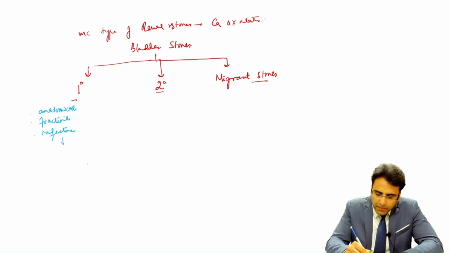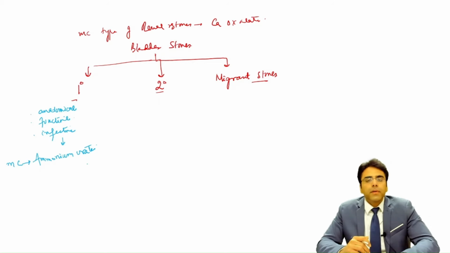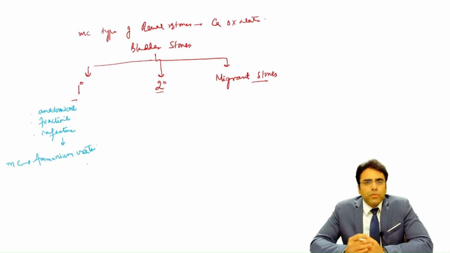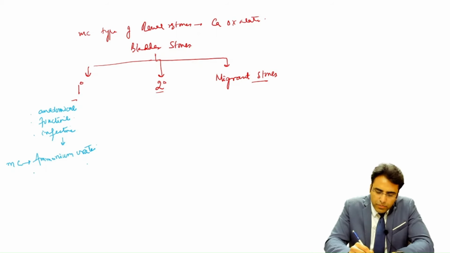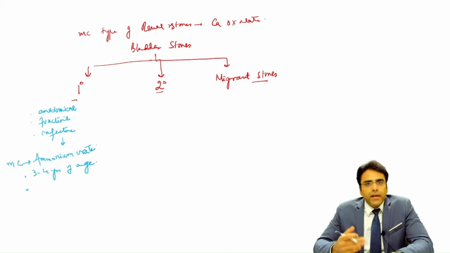Most common type of primary bladder stones, we have ammonium urate stones. Ammonium urate stones, these are the most common type of primary bladder stones. And what are the risk factors? They are mostly present in children of age group 3 to 4 years. Risk factors: high carbohydrate diet, intake of polished rice, then exclusive breastfeeding in childhood, then low phosphorus diet. These are all risk factors for primary bladder stones.